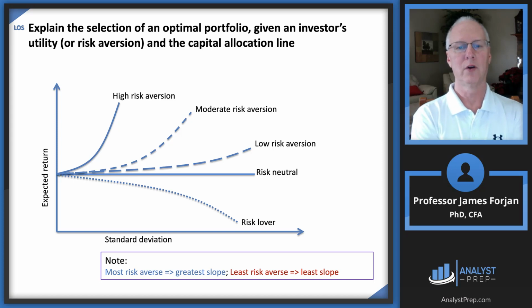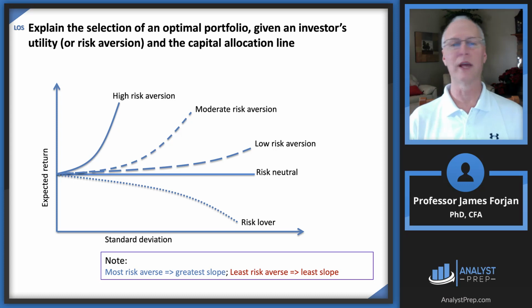Now, here's a quick picture of the difference between those three types of investors that we had a few slides ago. Look at the risk lover. There's the blue dotted line that goes down. What does the risk lover mean? The risk lover says, you know what, just give me more standard deviation. I don't care even if my return goes down.